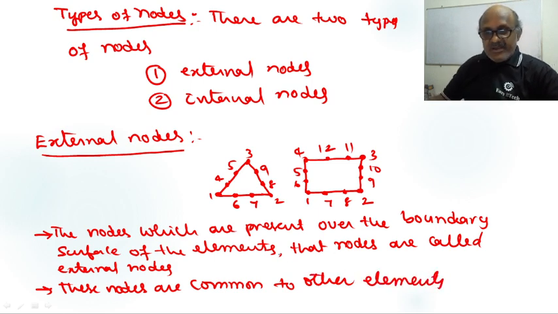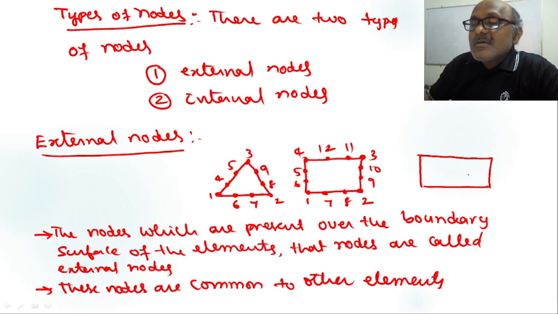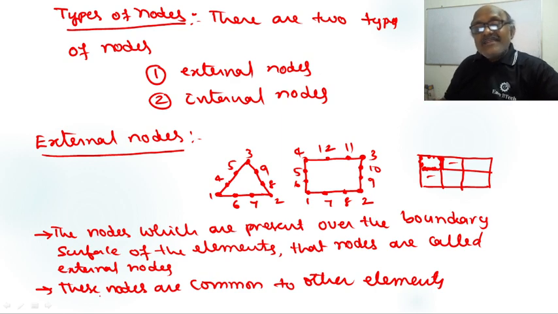All of it clear, my dear students? For example, consider a structure like this. Now I am dividing this structure into small pieces. Now these are all the external nodes, my dear students. These nodes are common to this element also, and to that element also. So these nodes are common to other elements. All of it clear? Next one, coming to internal nodes.